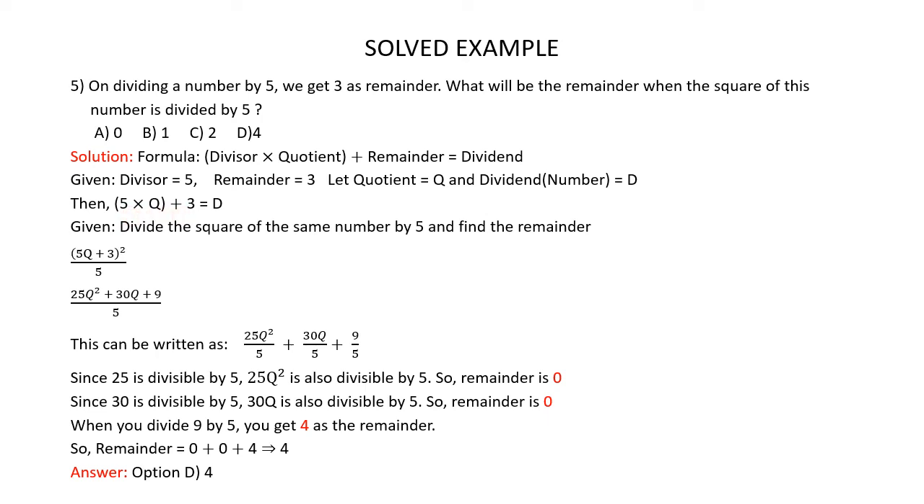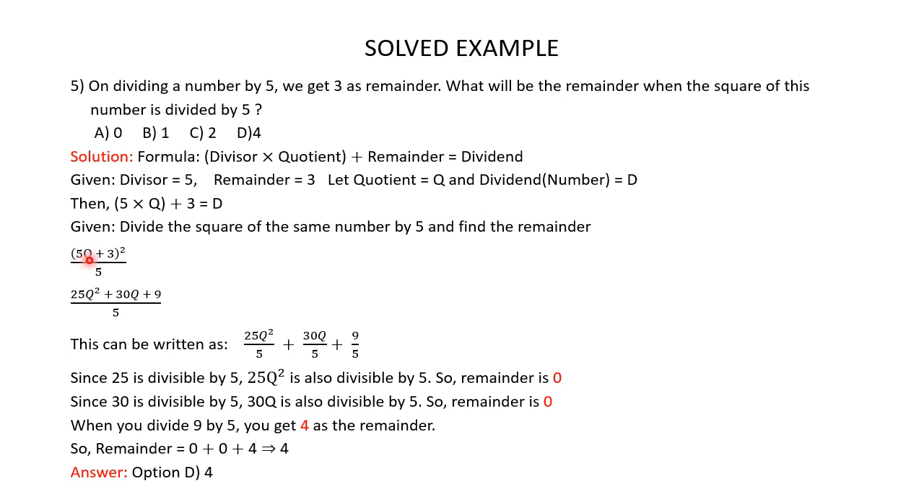Now you are asked to divide the square of the same number by 5 and find the remainder. Now the number is 5Q plus 3. Square of the same number is 5Q plus 3 the whole squared. You have to divide the square of the same number by 5 to find the remainder. That means 5Q plus 3 the whole squared has to be divided by 5 to find the remainder.